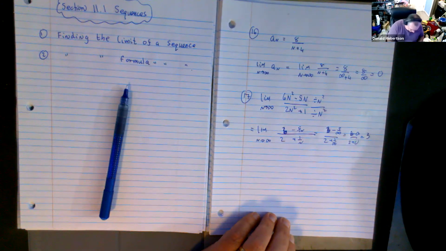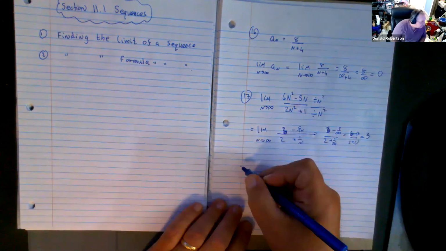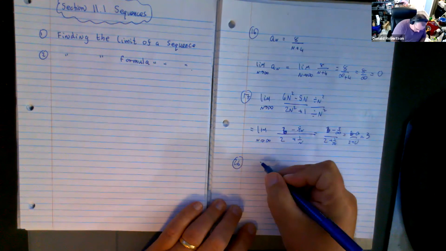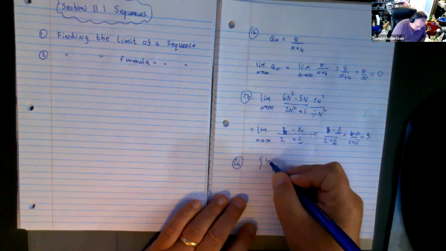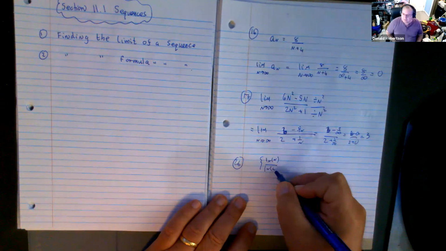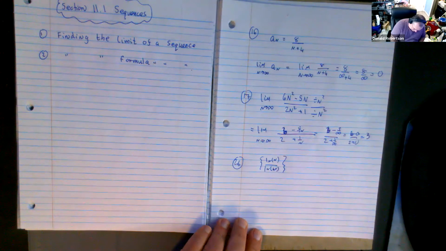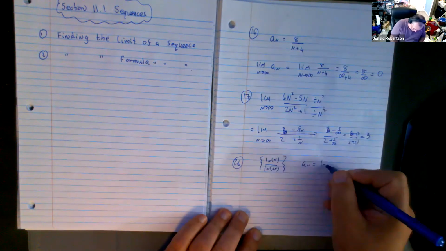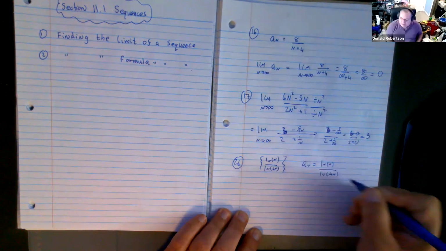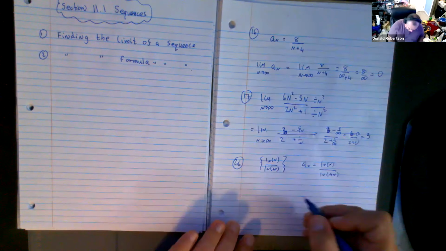Let's do this one. This is 26. The sequence is written down like that. You know that's the same thing as just saying that. Is that 4n on the bottom? Yes, it is. So 4n. So I'm going to, well, what technique am I going to use?